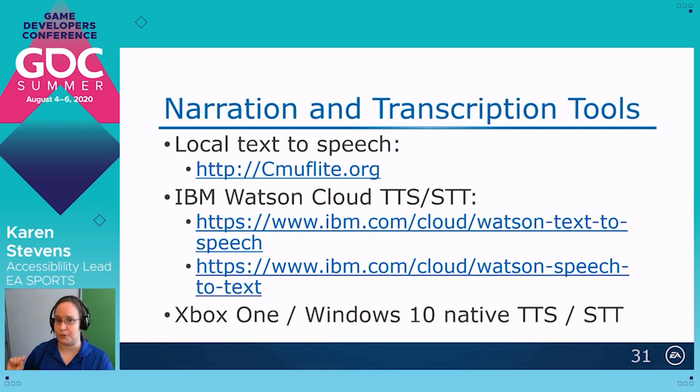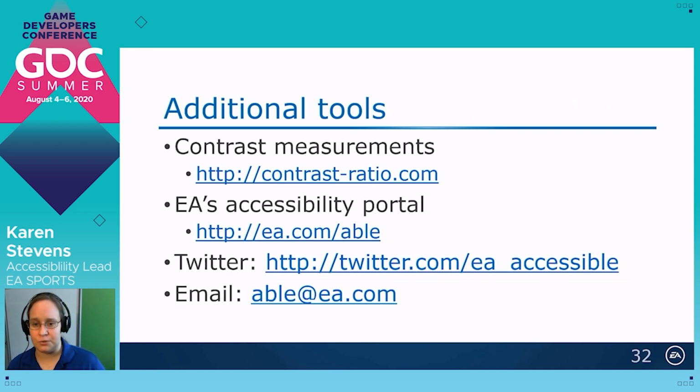I will note that there are other tools out there. I know Xbox One has some good things built in, as does Windows 10. So keep in mind there are other tools out there. Do a little investigation. This is just simply what we're using at EA. For additional tools, I do recommend contrast-ratio.com. Just use a little eyedropper and paint and find out where your values are.